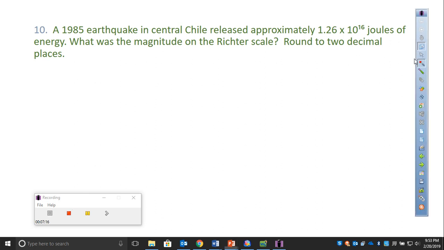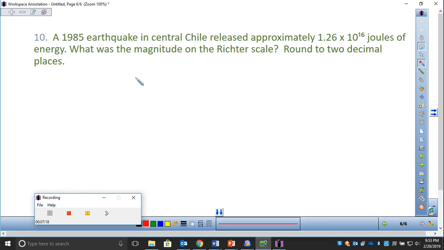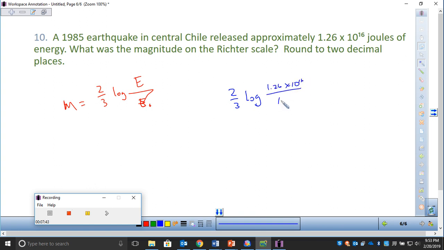Round to 2 decimal places. So again, here's our formula. We had our E, or is 2/3 log E over E naught. This is our magnitude. So same thing, plugging this all into your calculator: 2/3 log 1.26 times 10 to the 16th over 10 to the 4.4. Enter this straight into your calculator, and you should get 7.80, and that's just a reading on the Richters.